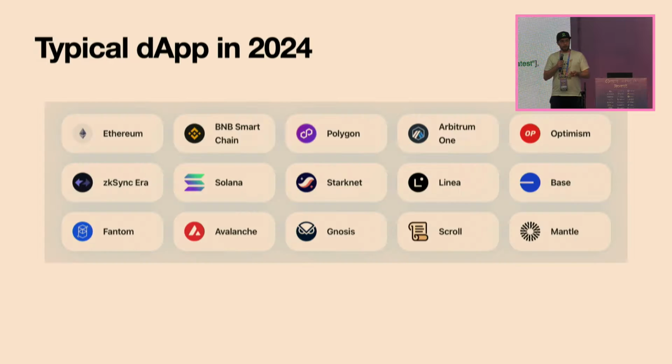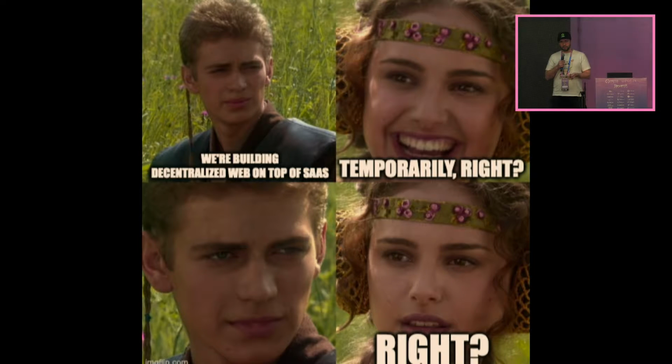However, it's 2024, and we live in a multi-chain world. So if you're building some Web3 application, you probably need a lot of blockchains. And it means you need a lot of nodes. And it's very expensive, and it's very hard. So basically, nobody does that. So there appeared a number of companies that we now call RPC providers. And we kind of run the Web3 decentralized web on top of Web2 centralized software as a service companies. But temporarily, right?